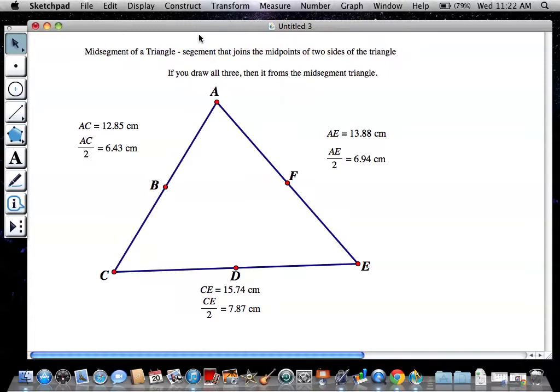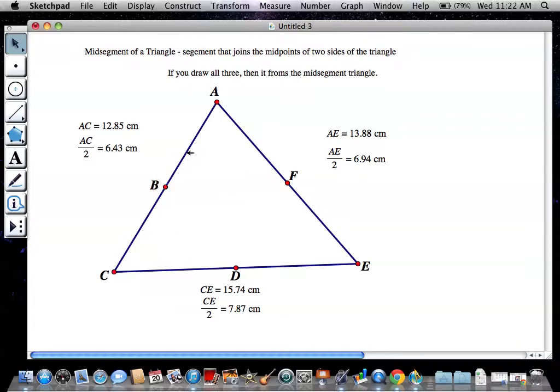Chapter 5, Section 4 is the triangle midsegment theorem. First off, we need to know what the midsegment of a triangle is. It's a segment that joins the midpoints of two sides of a triangle. Okay, so right here we have triangle ACE.